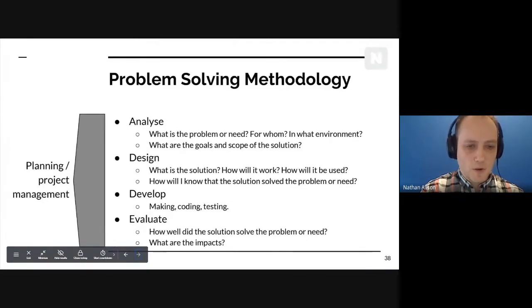And then of course the evaluate stage, that's where we look back at the criteria that we came up with in the design stage and we say, did it actually work? Did it solve the problem or need? And particularly in the F to 10 curriculum, we also look at the impacts, environmental impacts and social impacts, of the technology.